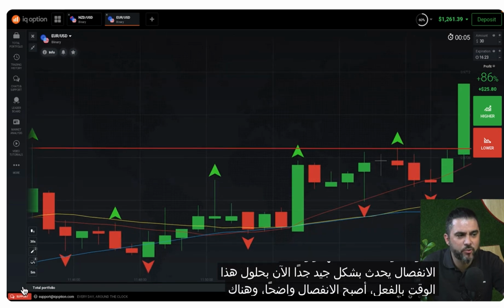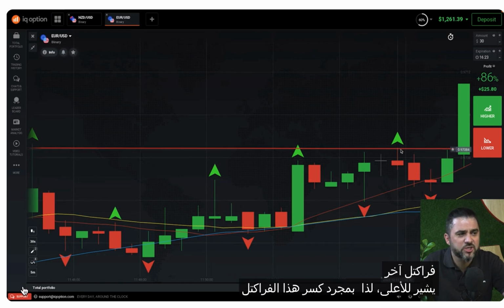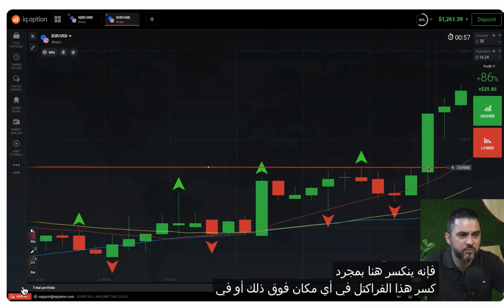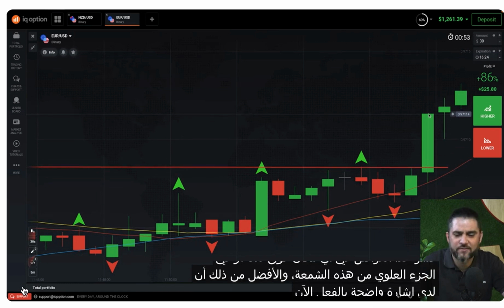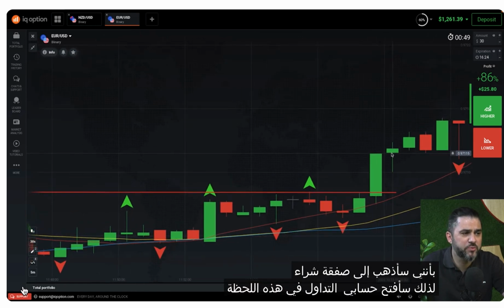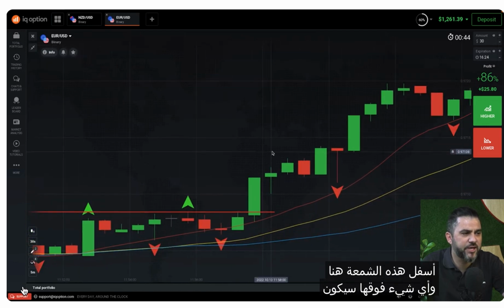Now by this time the separation is clear. There's the last fractal that is pointing up. So once this fractal is broken, it does break here. Once this fractal breaks, anywhere above that or at the top of this candle even better, I'll have a clear signal that I'm going to go for the buy trade. So I'd open my trade at this moment on the bottom of this candle right here, and anything above it would be a successful trade.